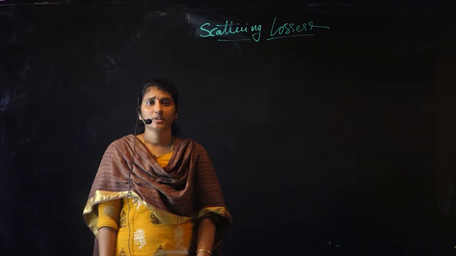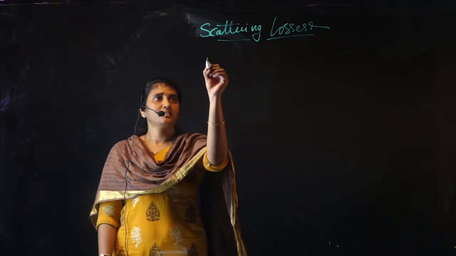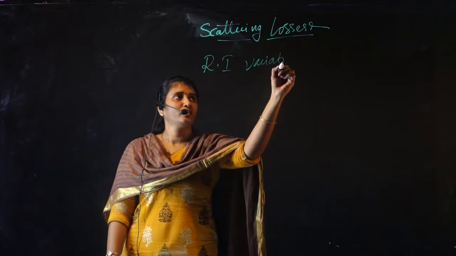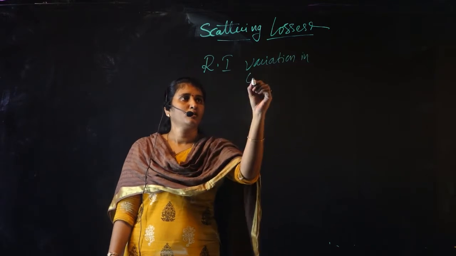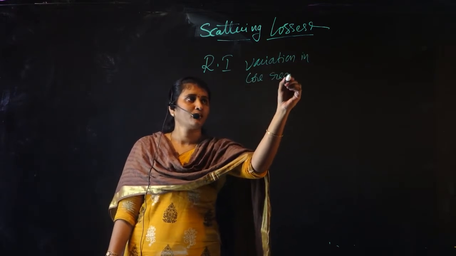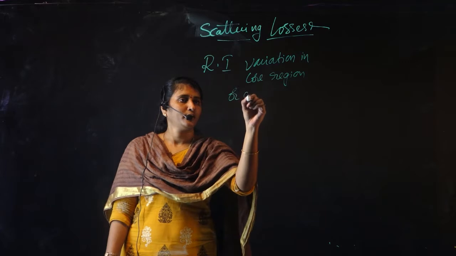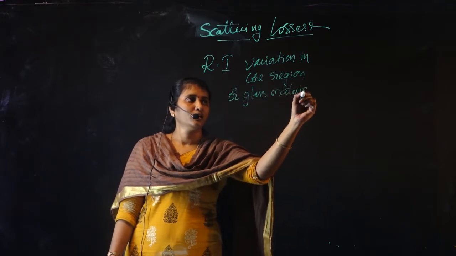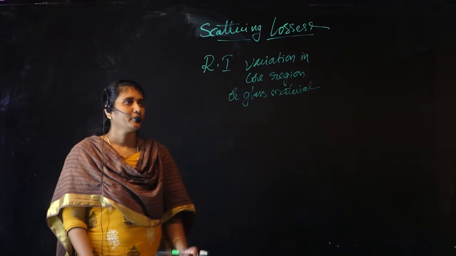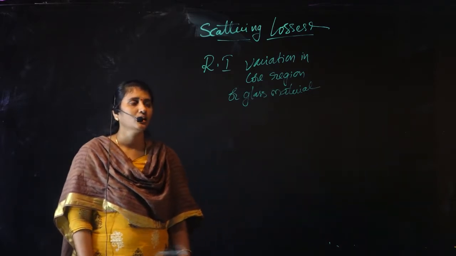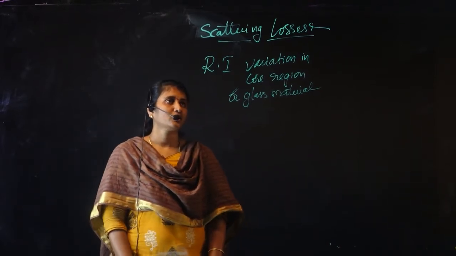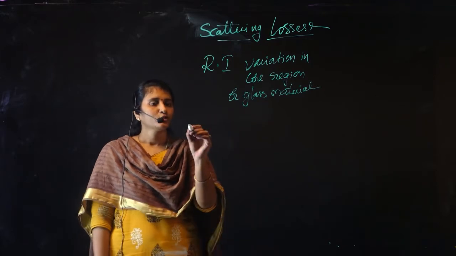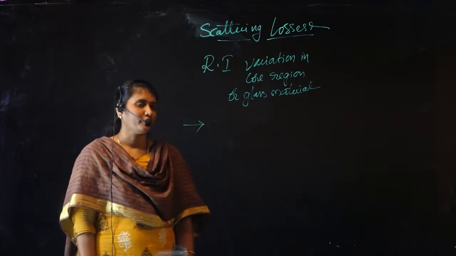Scattering losses generally occur when there is a refractive index variation in the core region or glass material that we are using for the optical fiber. If there is a refractive index variation in the glass material used for the optical fiber, then the scattering losses may occur. So what is the reason for this refractive index variation?